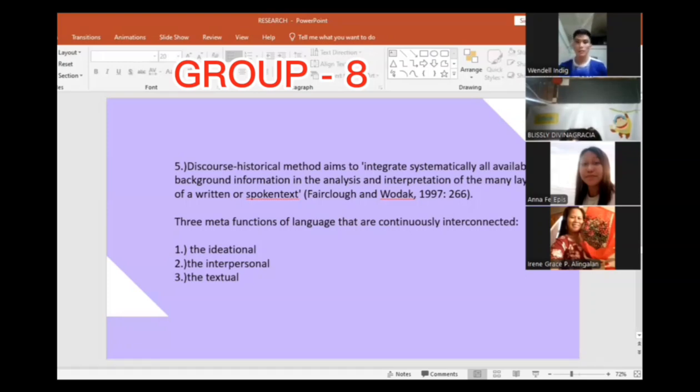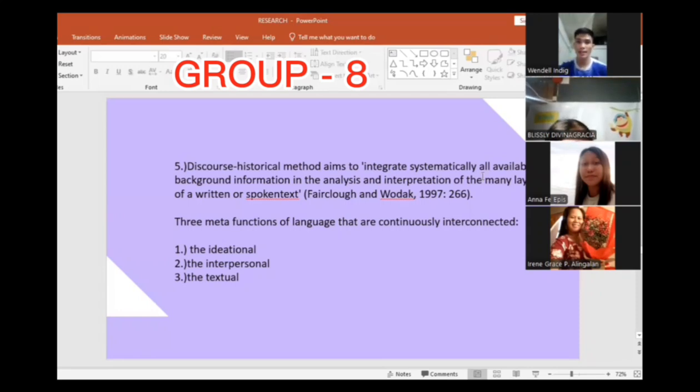So overall, the main understanding about CDA is that it is a critical and interdisciplinary field that aims to understand how language is used to create, maintain, and challenge power relations in society. It uses a variety of methods and perspectives to examine the complex ways in which language interacts with social, political, and cultural forces. That's all. Thank you. Any questions?